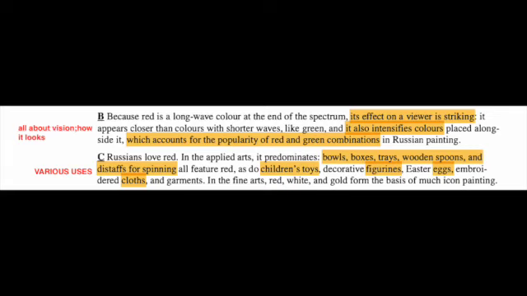So some students can be confused here. They might look for answers like red and art, but here they have given examples of how the color was used. So in the applied art, these things were made. There are names there, bowls, boxes, trays, wooden spoons, and up till garments. And then in the fine arts, red, white, and gold, it formed the basis of much icon painting.